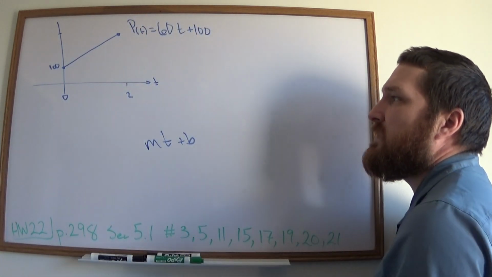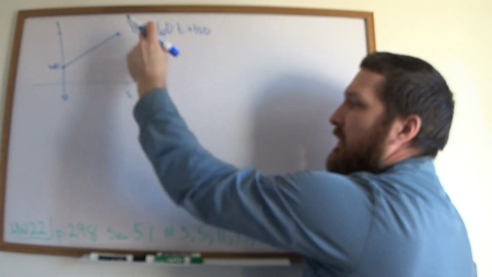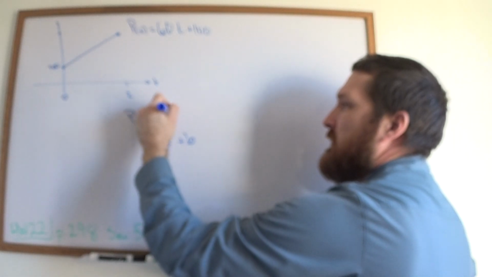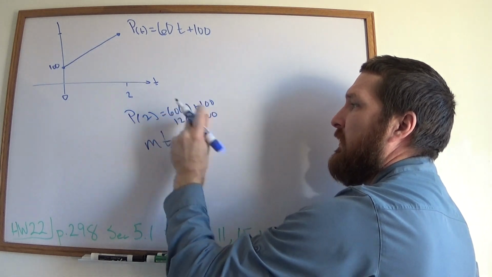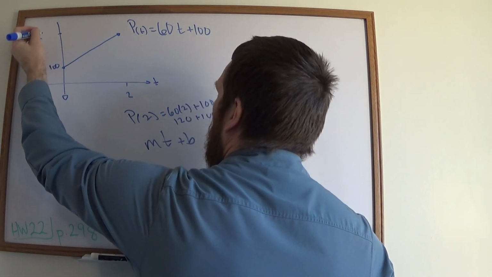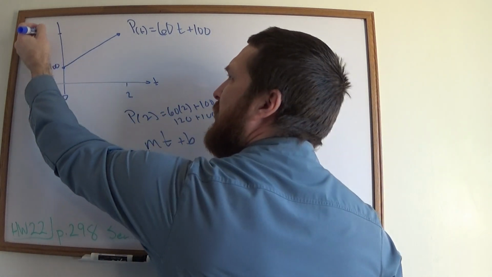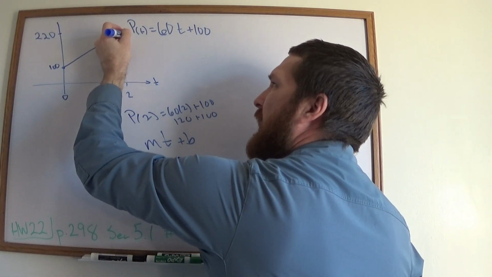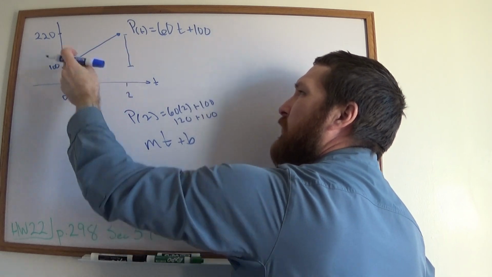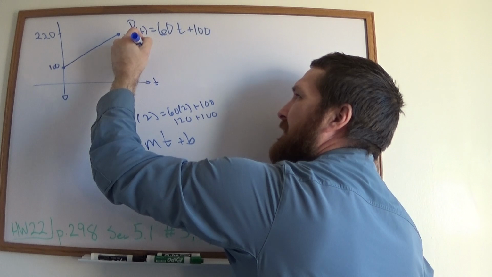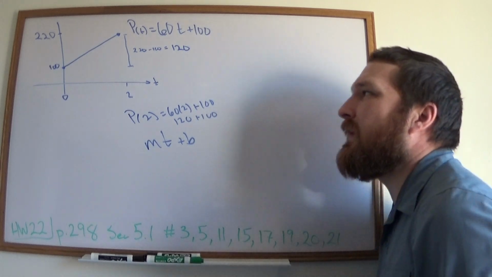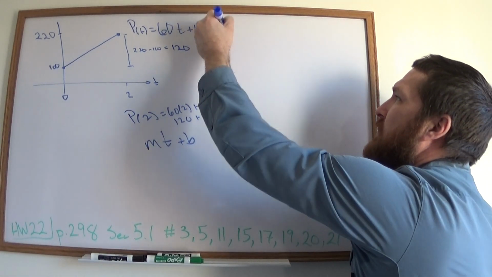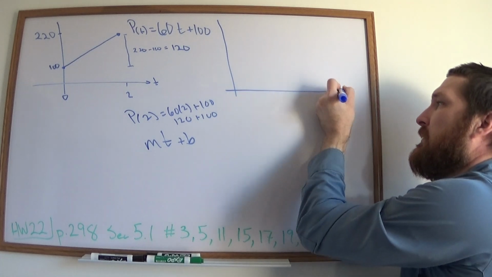And so if you say, okay, how far have you gone? One way to do that is to say, well, after 2 hours, I could just plug that into here. I get my p of 2 is 60 times 2 plus 100. That's 120 plus 100. I end up at mile marker 220. Therefore, how far did I actually travel in that time? Well, it would be 220 minus 100, which is 120.